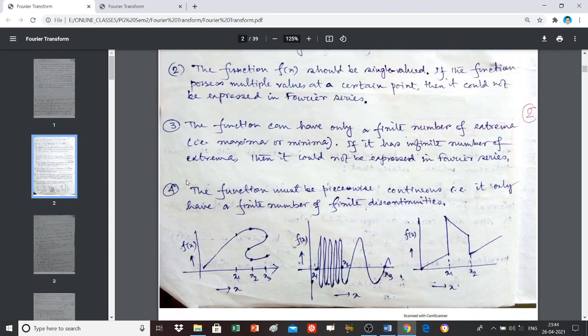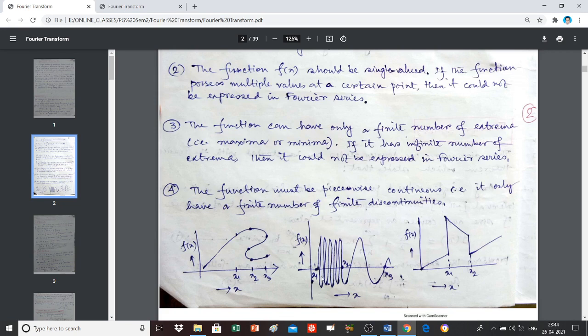And the condition number three is here. The function can have only a finite number of extrema, that means maxima or minima. If it has an infinite number of extrema, that means maxima or minima, then it is not possible to express the function f(x) in terms of sine and cosine series, that is, in Fourier series.